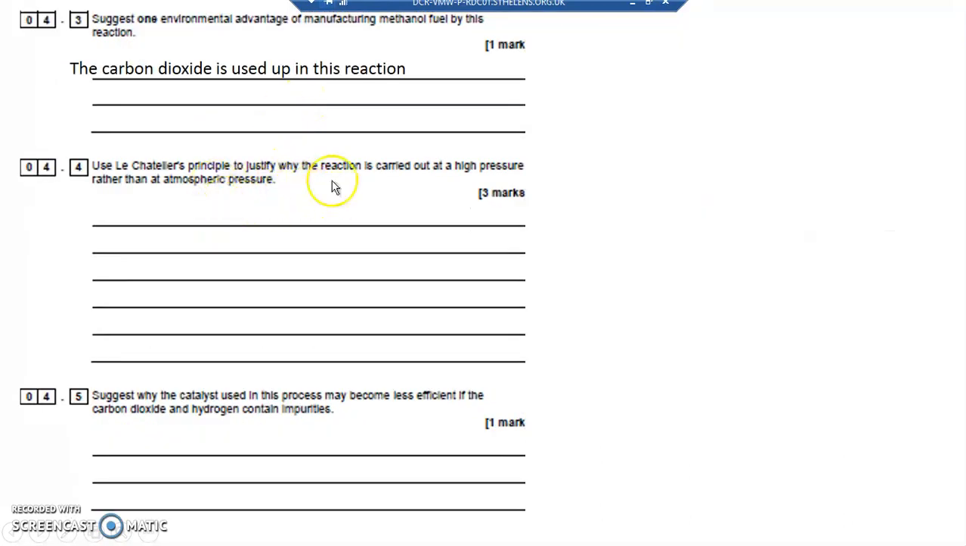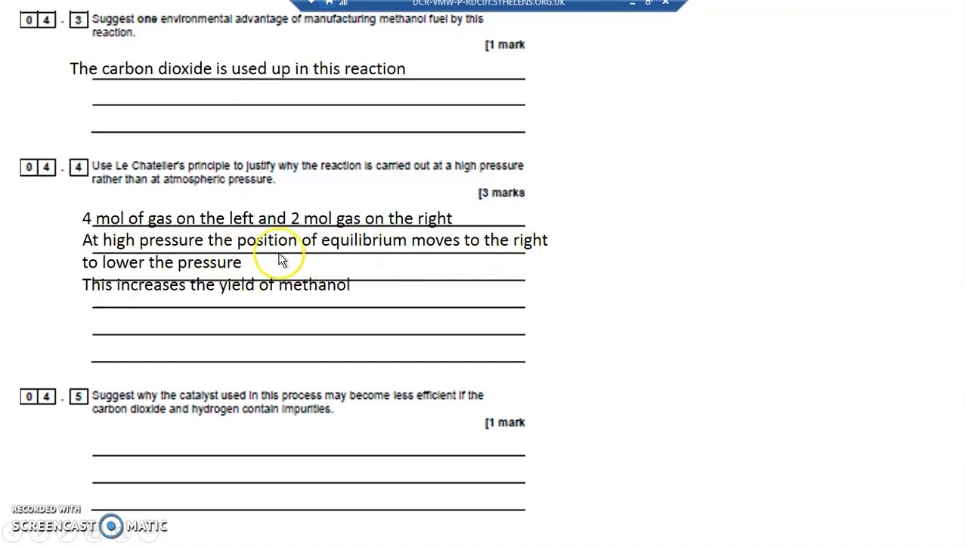So if I increase the pressure, by Le Chatelier's principle, the system will try to lower the pressure. It lowers the pressure by turning a large volume into a small volume. It'll shift the position of equilibrium to the right hand side to lower the pressure, and increase the yield of methanol in the process.